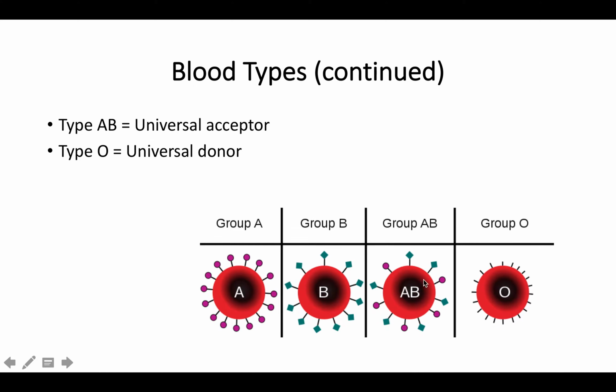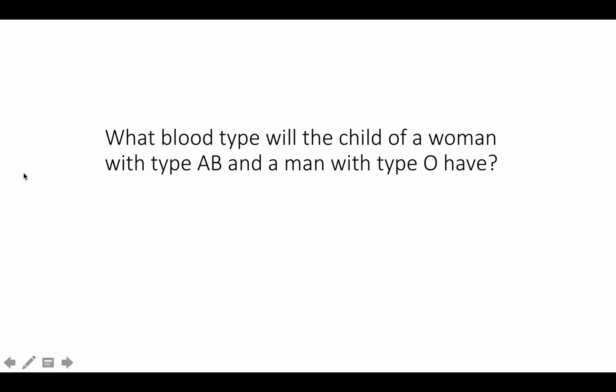Now, type O can't get blood from any of these other blood groups because a person with type O will be sensitive to any type of antigen, whether that's A or B. So a person with type O can only get blood from somebody who is type O. So let's do a sample problem.